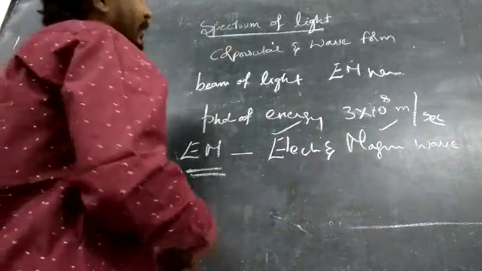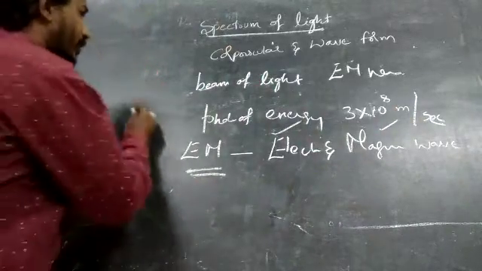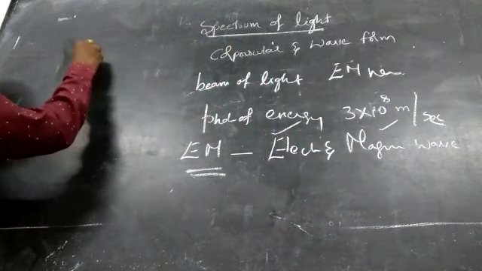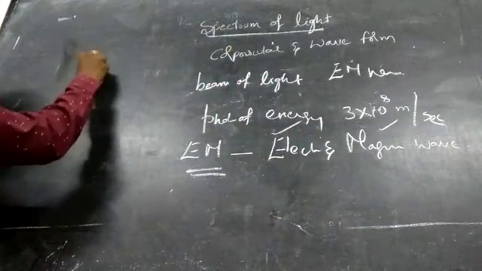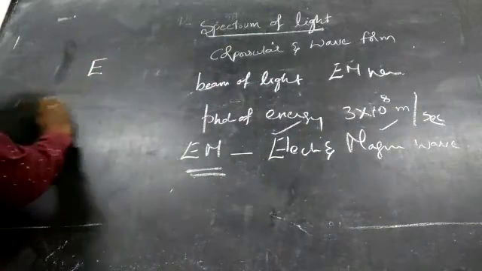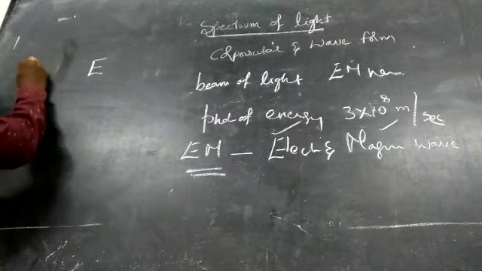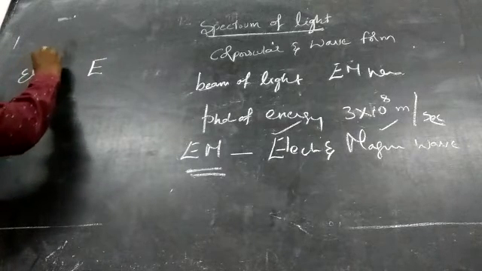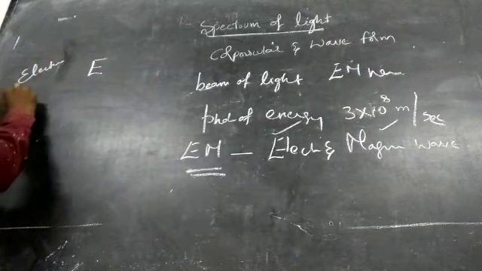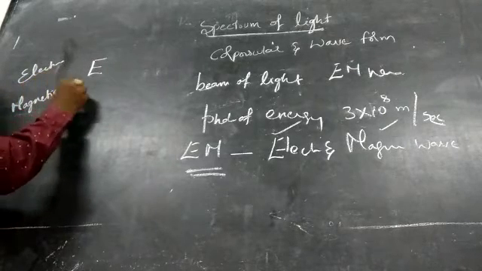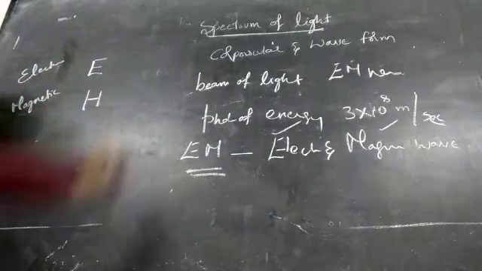And the magnitude of electrical vector is denoted by E, and the magnetic vector, which can be denoted by H.